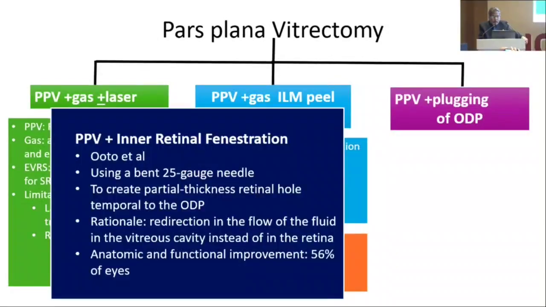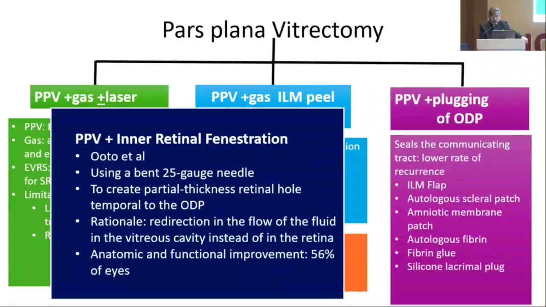Plugging is very important. Some people are trying inner retinal fenestrations and have shown results, but it is very difficult to do, and because of the surgical risk and involvement, we are not doing it. In plugging, one of the targets is the communication. Various methods have been tried: ILM flap, autologous scleral patch, amniotic membrane, autologous fibrin glue, and Hassan et al. have used a silicone lacrimal plug.